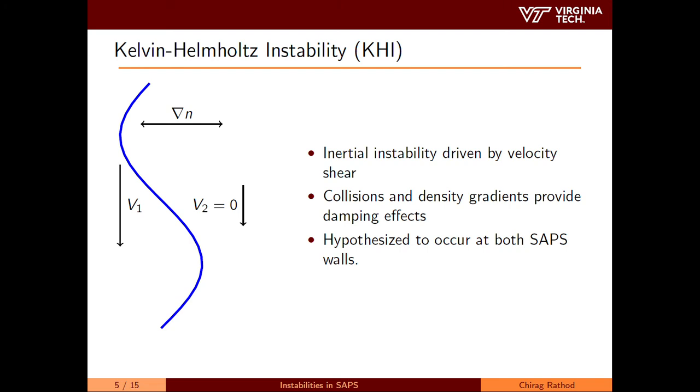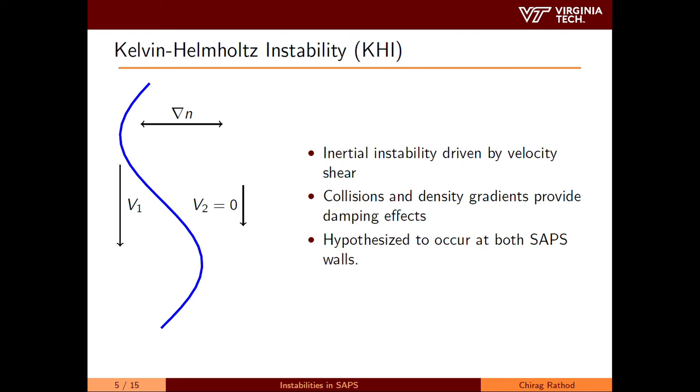Now the KHI. If we have a similar type of interface, but now consider on the left we have some velocity v1, and on the right another velocity v2. In our case, v2 is always going to be 0, but it does not necessarily have to be. As long as v1 and v2 are not the same, you have some velocity shear, and the Kelvin-Helmholtz instability will occur, where the velocity wants to create vortices, giving the vortex-like structure of a classic Kelvin-Helmholtz instability.